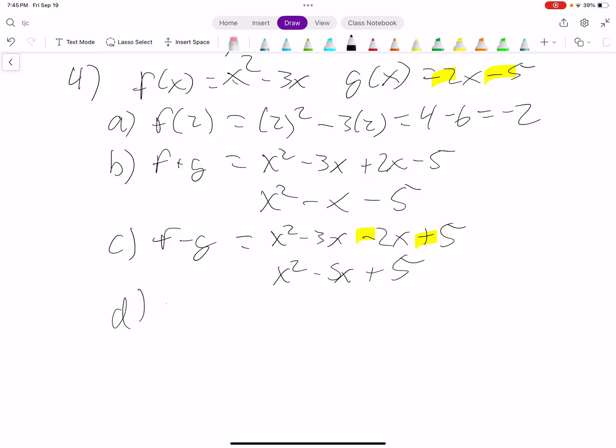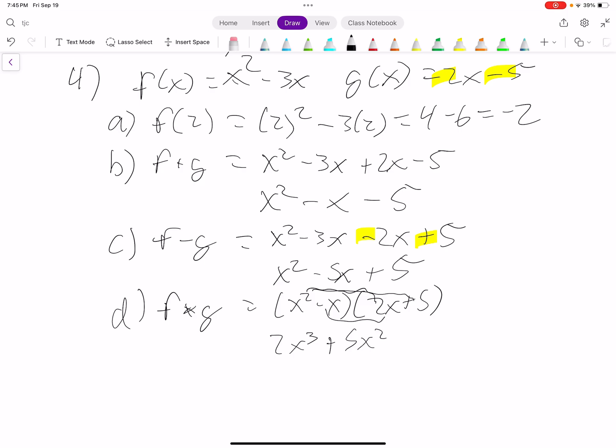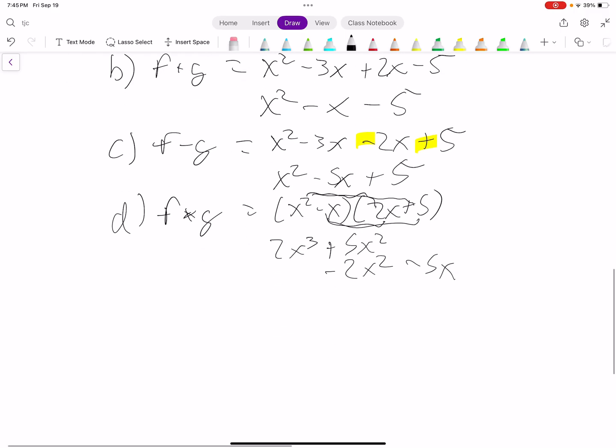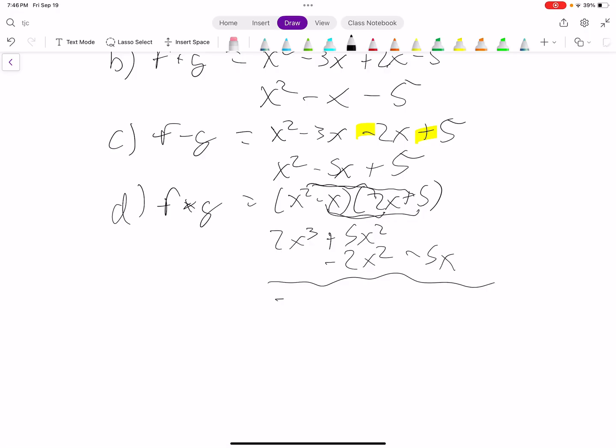D is f times g. That's f times g. We're going to have to FOIL it out. So you're going to multiply x squared by 2x, that's 2x cubed. x squared by 5, that's 5x squared. Then negative x times 2x is negative 2x squared. Negative x times 5 is negative 5x. Combine like terms, and we get 2x cubed plus 3x squared minus 5x.